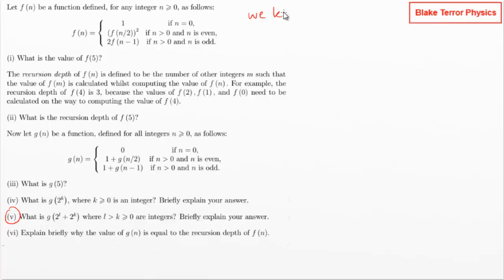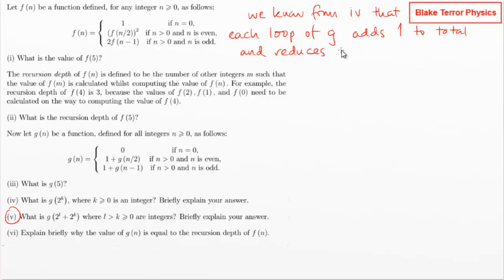So we know from part 4 that each loop through g adds 1 to the total and reduces each power of 2 by 1. So that's fine. What's going to happen then? We're going to keep on doing this. When does it break out of that middle branch loop? It's going to keep doing it like it did before until it hits an odd number, and then something changes.